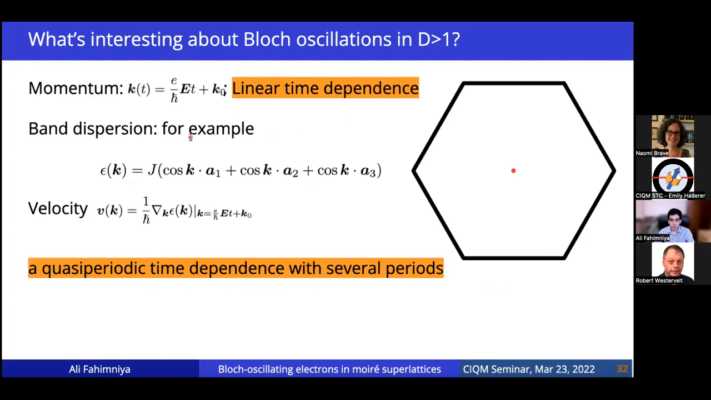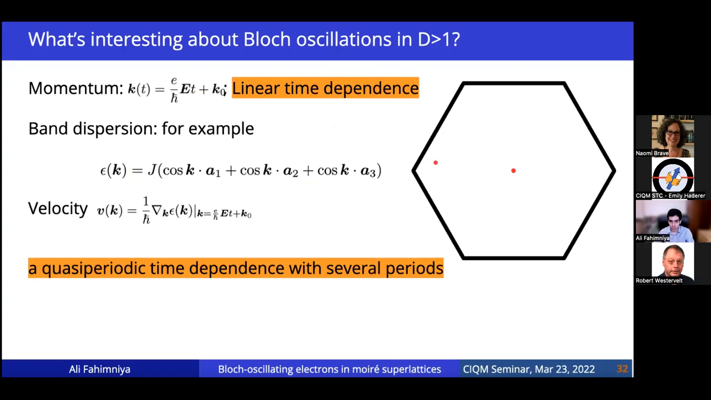What is going to be new in dimensions higher than one? It is still Newton's law, and it dictates that the rate of the momentum change is determined by the electric field. But this electric field now can be in an arbitrary direction relative to the lattice, and we can describe it by going to the momentum space and seeing what happens to an electron wave packet.